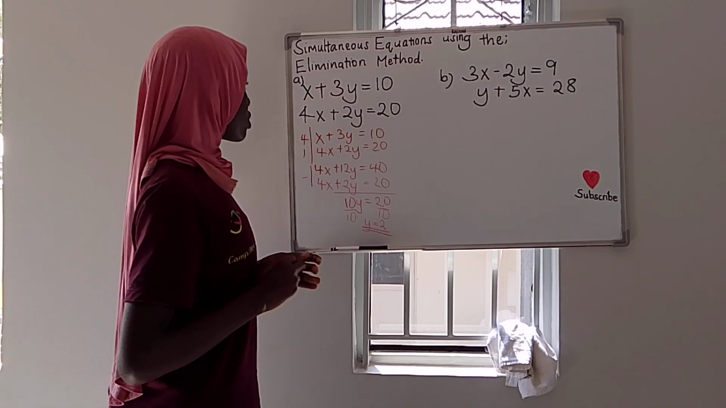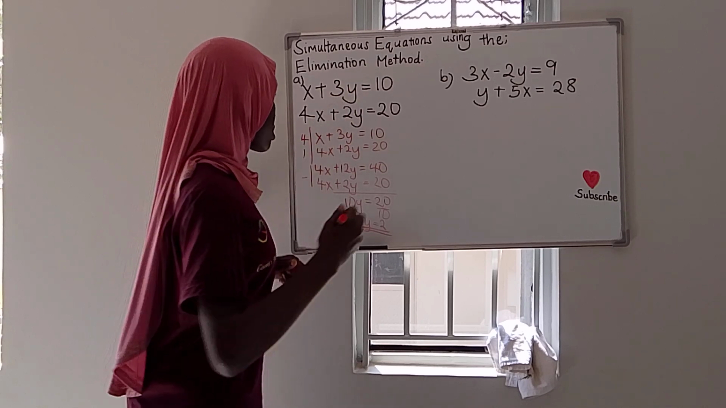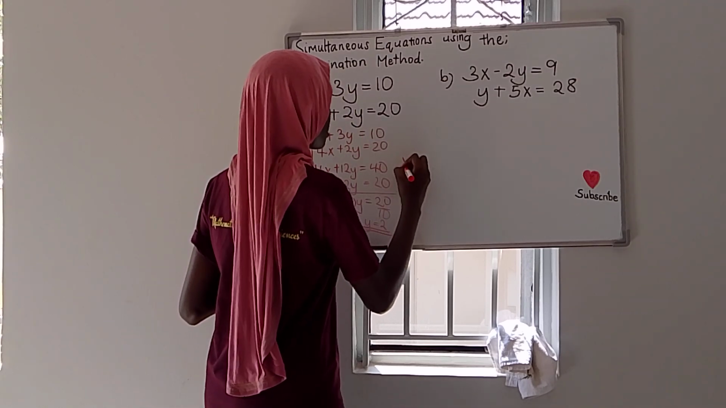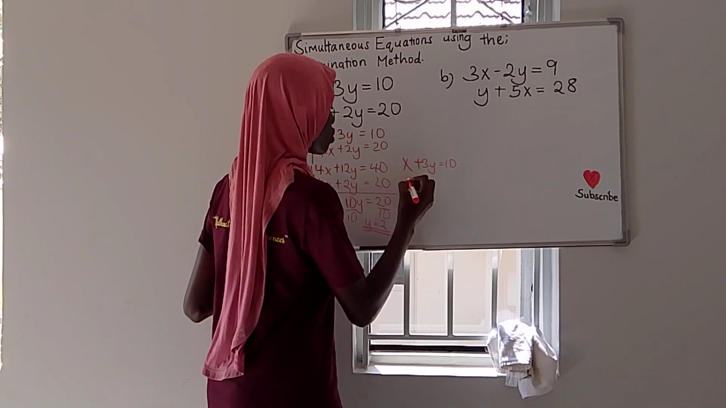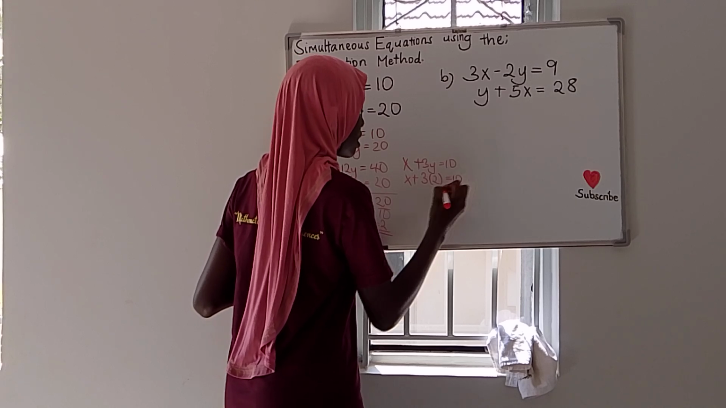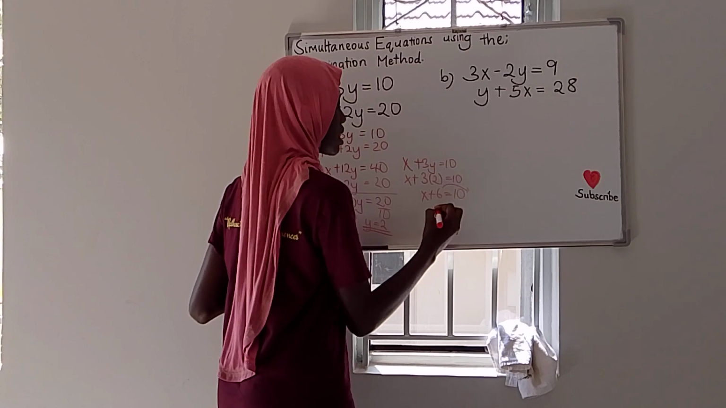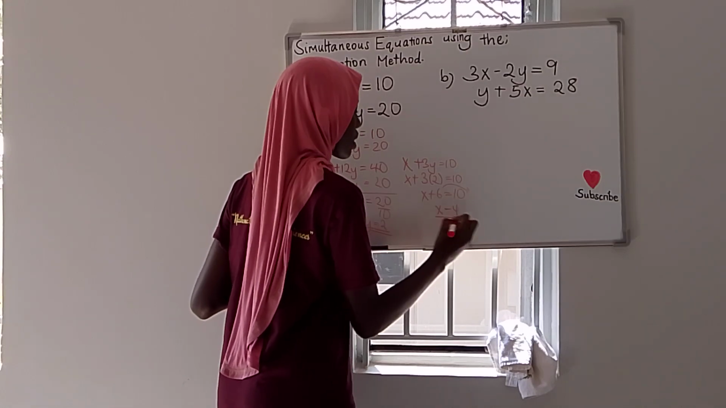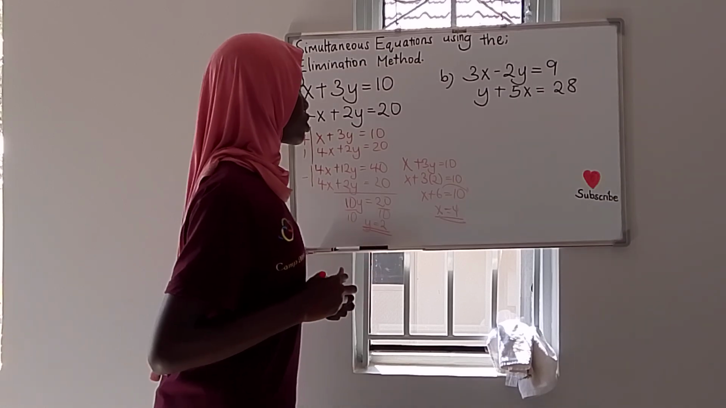After getting our y as 2, we can substitute y in any of the equations to get x. For example, we shall say x plus 3y is equal to 10. Since our y is 2, we'll have x plus 3 into 2, giving us 10, x plus 6 giving us 10. By taking 6 to the other side, our x will be 4. And that's how we use the elimination method for the first part of our equation.